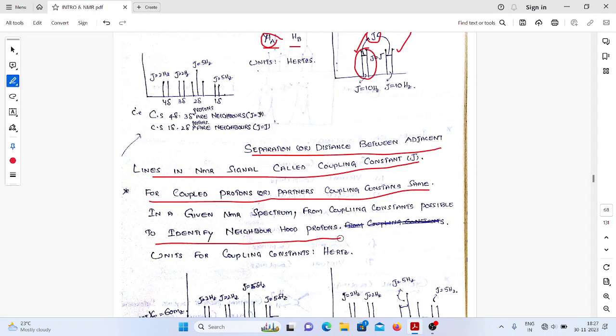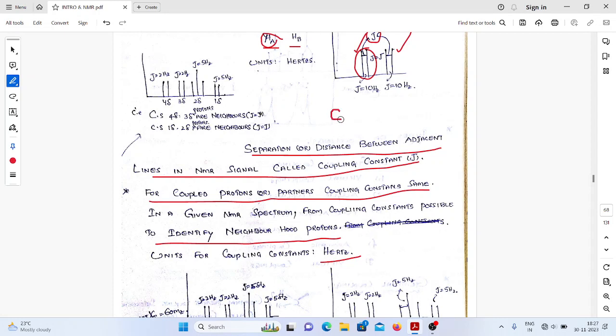This is very important. What is the main use of the coupling constant? We can easily identify the neighboring sets of protons. So whenever protons are in coupling in a neighboring pattern, we can easily identify them. Okay, the units are what? Hertz. Already we had a discussion related to chemical shift.